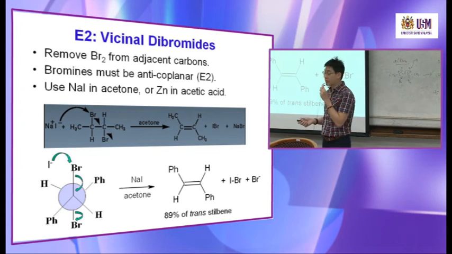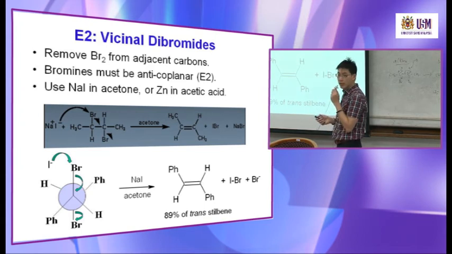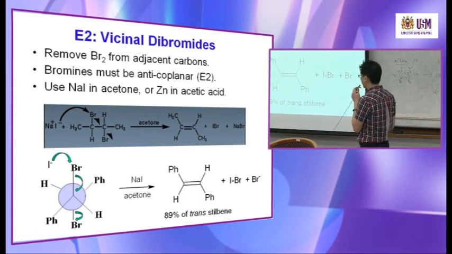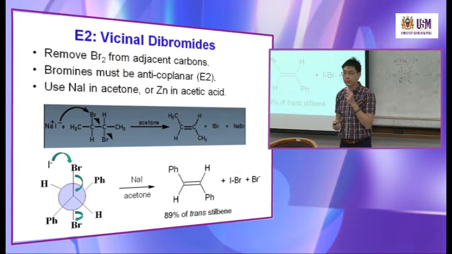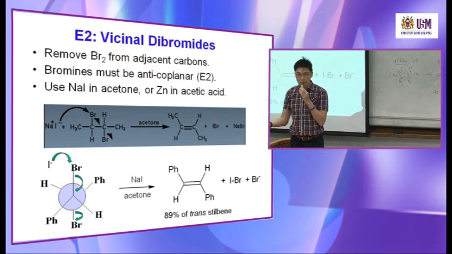And the base used is this one. This is sodium iodide in acetone. Okay, that one is a different base. So you better distinguish these two reactions. Okay, clear? You have to study in order to compare them. Go back and compare. So this is another way to produce what we call the alkene.